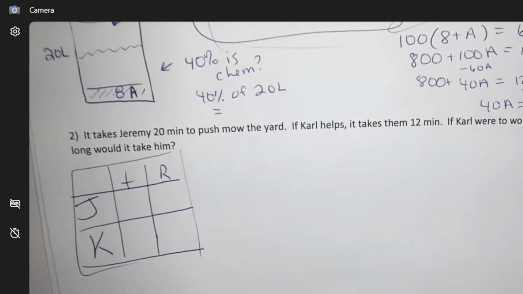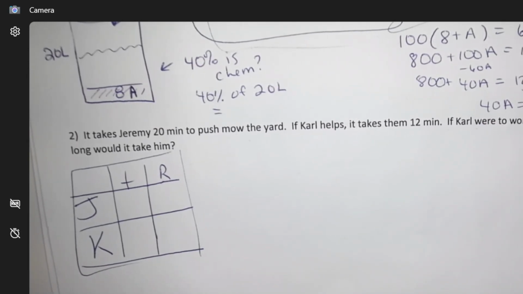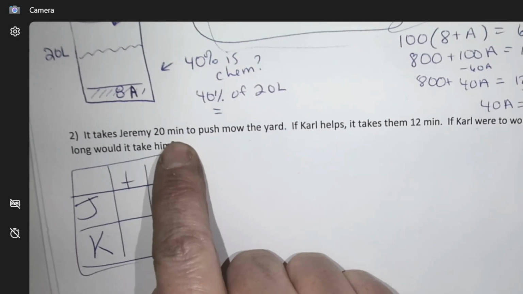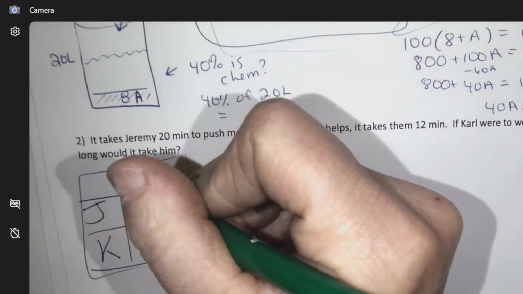Okay? So does that make sense? So I might say, I can paint this room, this entire room, in 3 hours. 3 hours is a rate because that's me doing a whole job. Okay? You might walk in and I've only been painting for 1 hour. That's a time. Okay? Does that kind of make sense in your head? Okay, so it takes Jeremy 20 minutes to push mow the yard. So is that a time of him working or is that a rate of him doing a whole job? That's a rate.